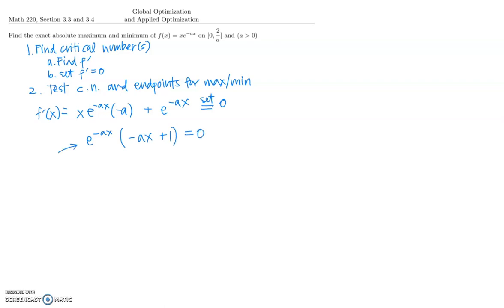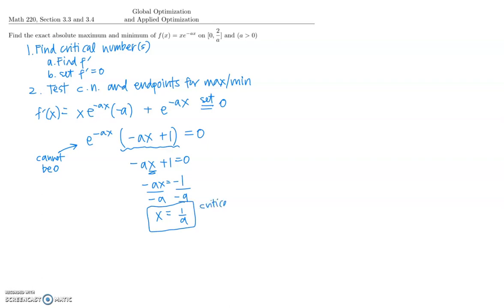We know that this can never be 0. E to any power will never be 0. And so our 0 must be coming from here. So where is negative ax plus 1 equal to 0? And remember that x is the variable. That's what we're solving for. We want to find the x value where this expression here is equal to 0. So we'll solve for x. Negative ax equals negative 1, and divide by negative a. So at x equals 1 over a, then the derivative will be 0, so this is a critical number.